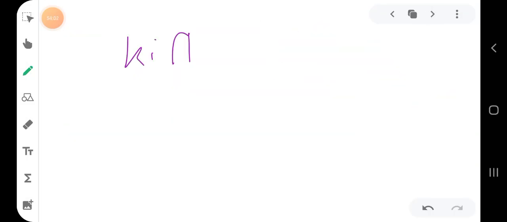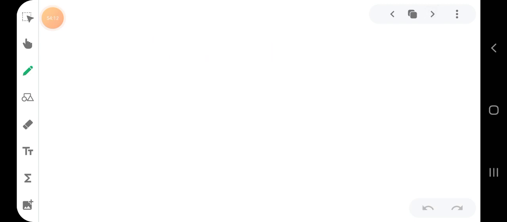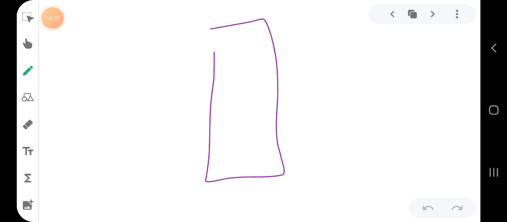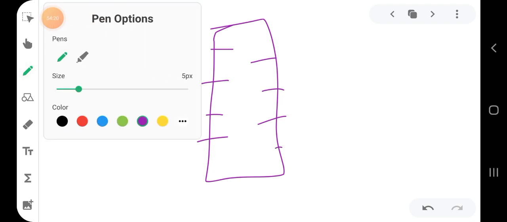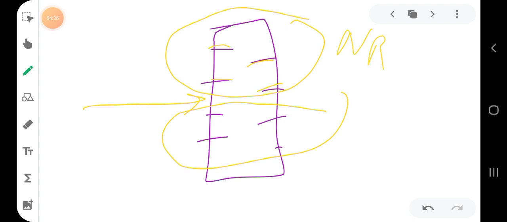This Kirkbride equation says that, let's agree on something: for your distillation column, as we agreed before, we can split this column into a rectification section and a stripping section. If this is your feed, in the rectification section we have some stages, let's call them NR, and in the stripping section we have some stages, let's call them NS, stripping stages.